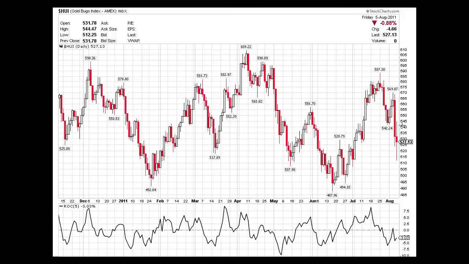The buyers came in, and at some point, sellers came out of the woodwork again and drove it right down to here, and then the buyers came in and it closed right there at 527. So the candlesticks tell you about supply and demand, how the buyers and the sellers acted during the session. And it's not so clear when you're looking at the OHLC, open, high, low, close bar charts. That's why I like candlesticks.